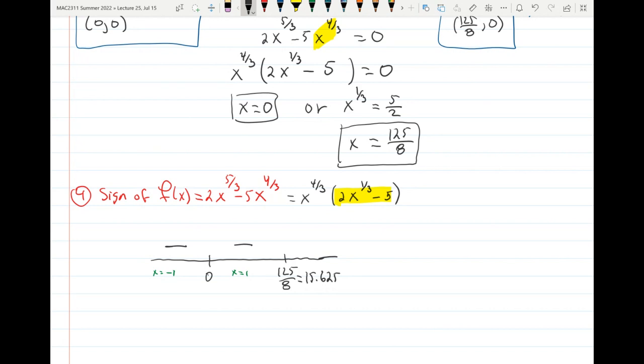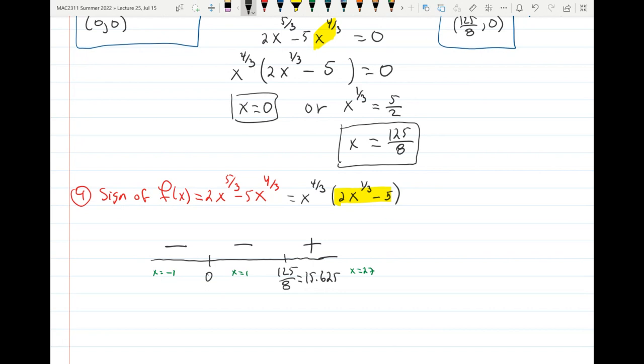And then on the other side, let's pick something bigger than 15. Because I'm doing a cube root, since that's 1 over 3, let's pick a perfect cube. We know a perfect cube here will be 27, right? So let's pick 27. Remember, x to the 4 over 3 is always positive, so we don't really look at that. Let's just look at the parentheses. When you put in 27, the cube root of 27 is 3, 2 times 3 is 6, so that's positive.